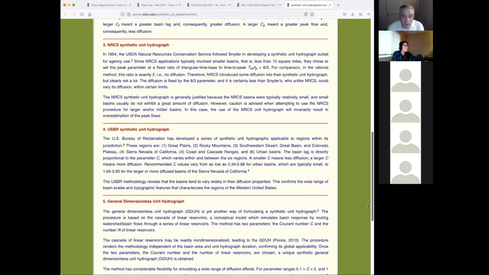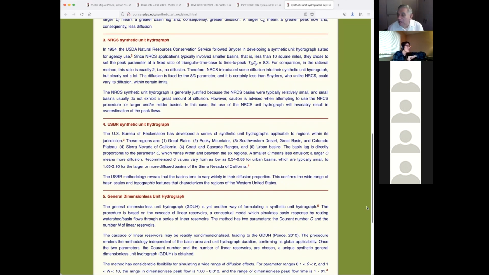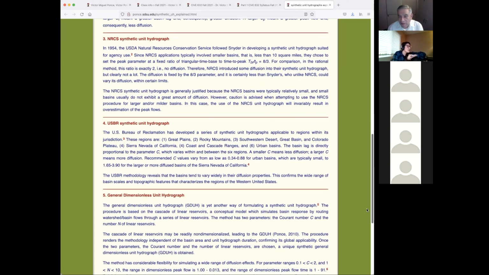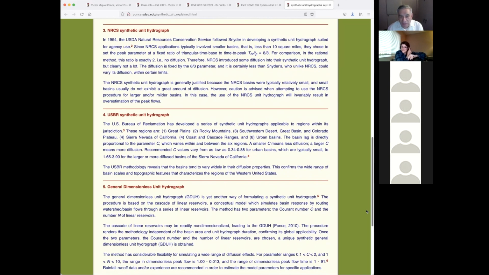Okay, now the USBR hydrographs, I put them in there only for completeness because I would think that USBR hydrographs are used only by USBR. And they're kind of unnecessarily complicated. And if you're interested, you can go to my book, chapter 14 of my blue book. I explain in detail with examples the USBR unit hydrograph, the Bureau of Reclamation.